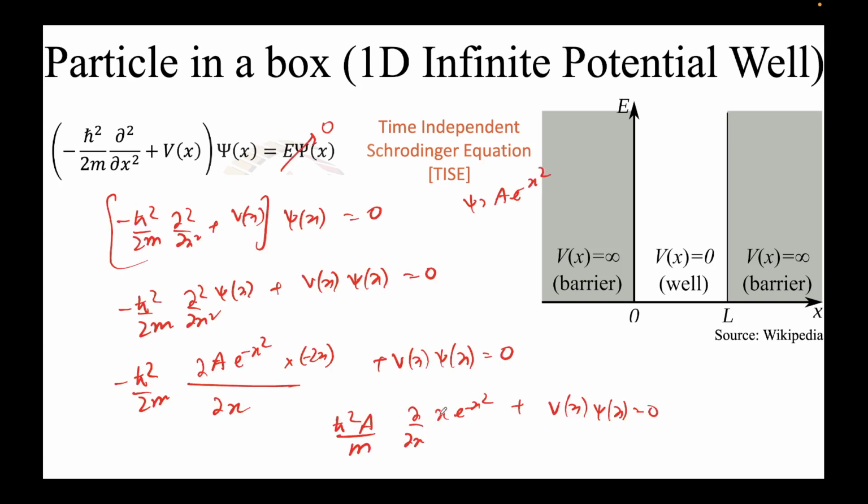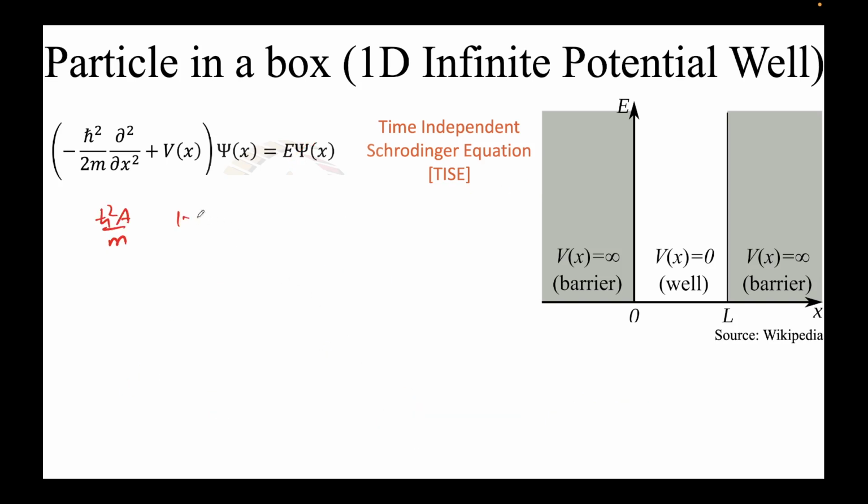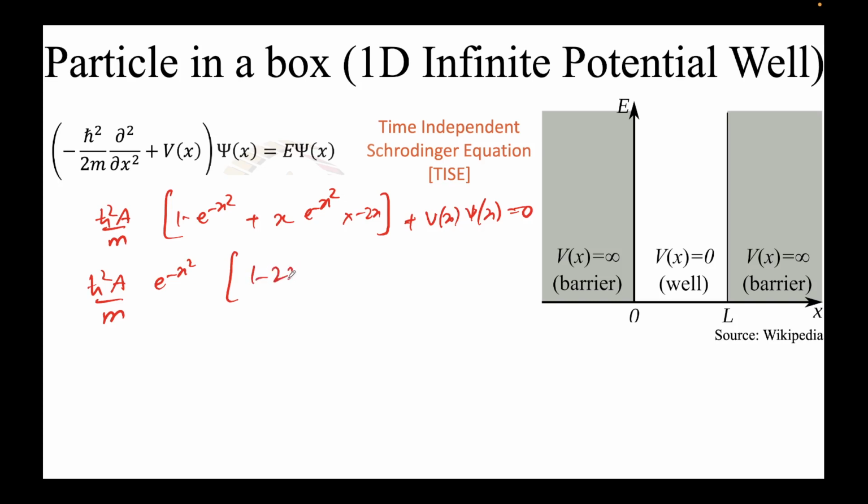derivative of this. So I'll take first this as the a and b, two functions. First I'll take the derivative of a, so that will be 1 times e to the power minus x square. Then I'll keep this term as it is and take the derivative of the second function, plus V(x) psi(x) equal to 0. Let's take e to the power minus x square common out of it. This will come out to be 1 minus 2x square. Yeah, 1 minus 2x square plus V(x) psi(x) equal to 0.